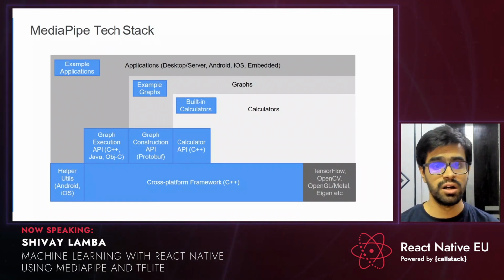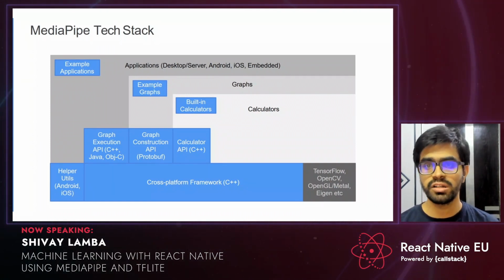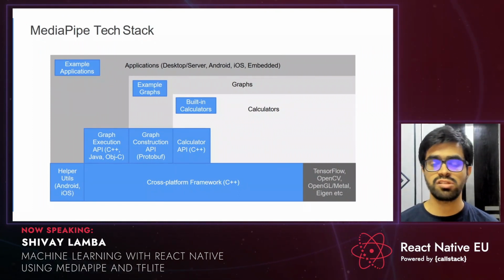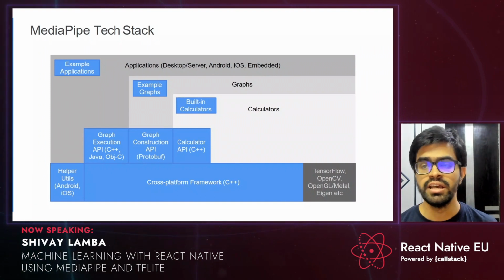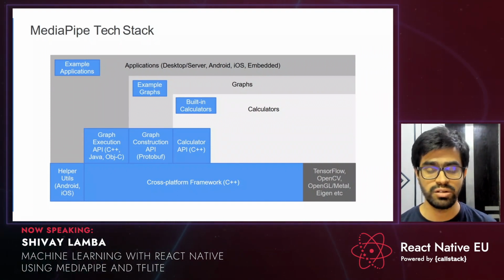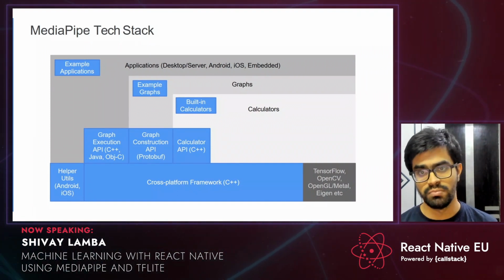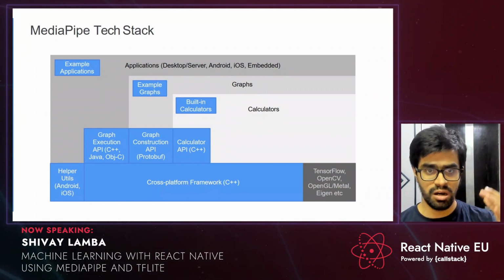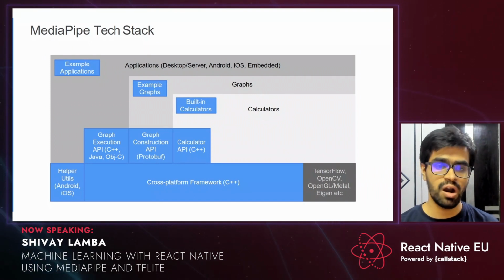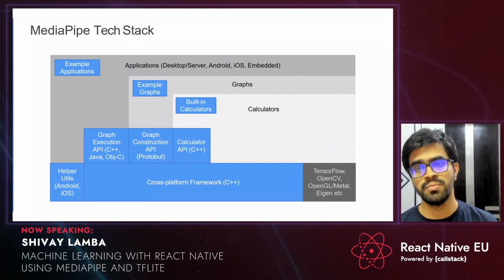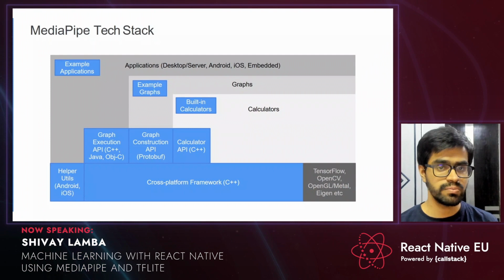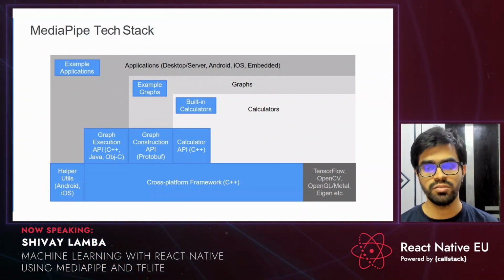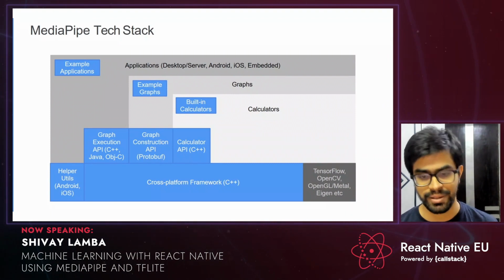And essentially at the top layer is all the different kinds of applications that are possible to run, whether it's on desktop, Android, iOS, or even embedded devices like IoT Core or, for example, Raspberry Pi. And this shows you a high-level overview of how the MediaPipe tech stack goes from the top to the bottom, at its more raw level. And that is how MediaPipe applications look internally.